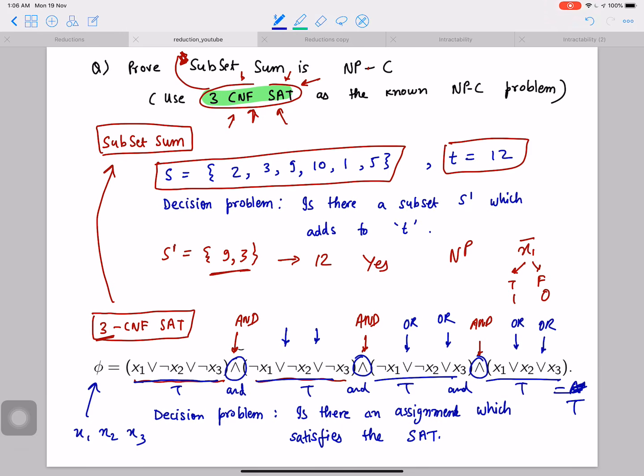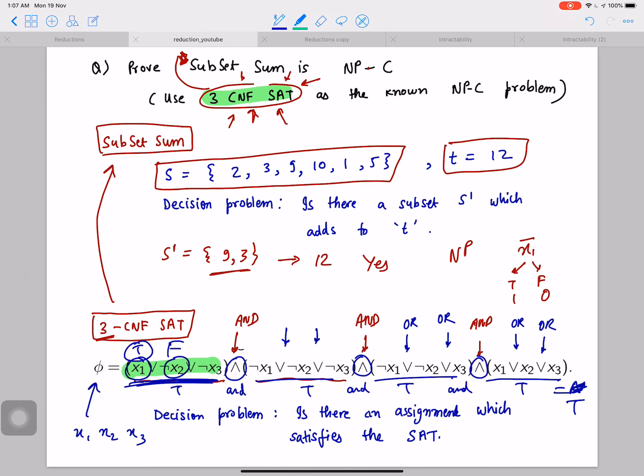But you don't need to make each literal true. Maybe this is true, maybe this is false. One true is good enough for you to satisfy the whole clause. But in order to get the entire equation as true, you need to satisfy each clause. So this is the 3 CNF SAT problem.